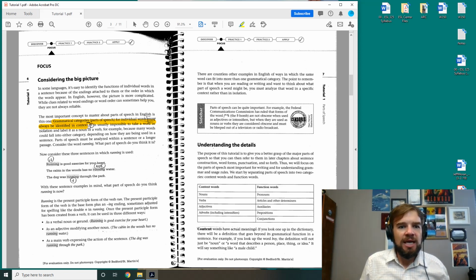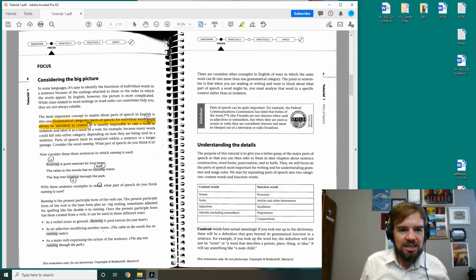So we'll continue. It is usually impossible to take a word in isolation and label it as a noun or a verb, for example, because many words could fall into either category, depending on how they're being used in a sentence. Parts of speech must be analyzed within a sentence or a longer passage. Consider the word running. What part of speech do you think it is? Now, consider these 3 sentences in which running is used. First sentence, running is good exercise for your heart. Okay. The cabin in the woods has no running water. And the dog was running through the park.